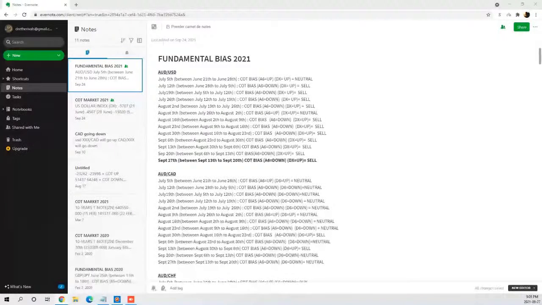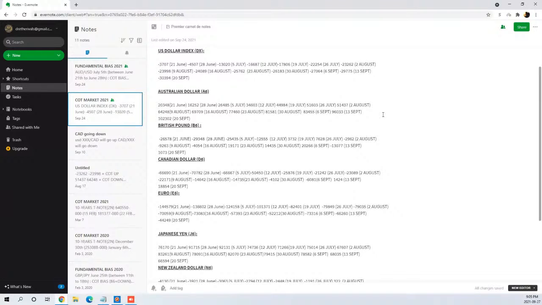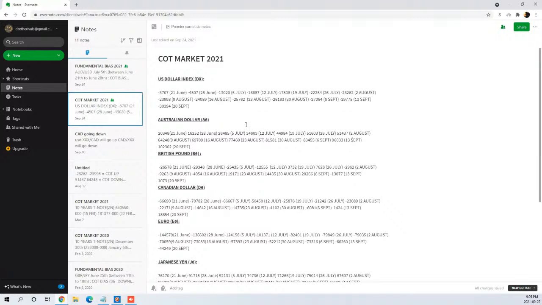All right. What I'm going to do is show you exactly the data, and I'll tell you which of the currencies I'll be looking at for the week that you should look at too, because they will move a lot. I'm going to go back to my COT market report. Those are the contracts, the difference for each week. And like I said, you have to compare the last two weeks, and that will give you the bias for the week.